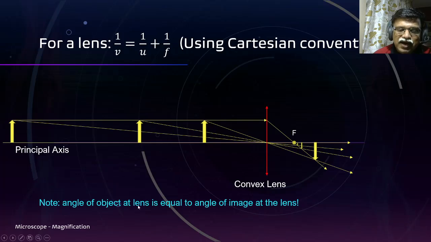Now note that the angle of the object at the lens is equal to the angle of the image at the lens. So there is no angular magnification. It is just that because the image is forming at greater and greater distance for the same angle, the image size goes on increasing.